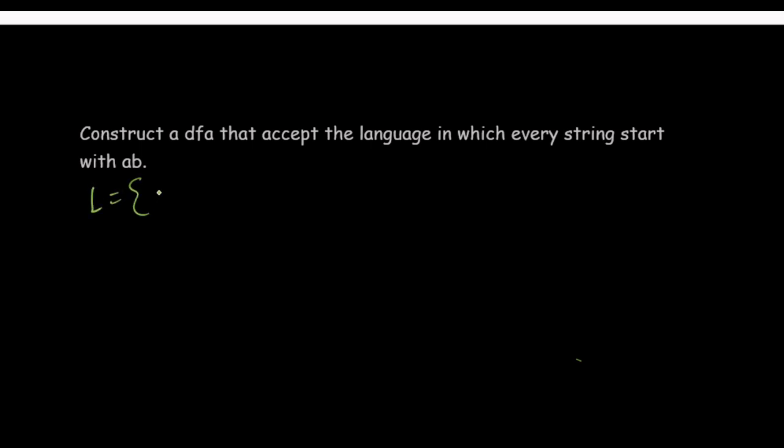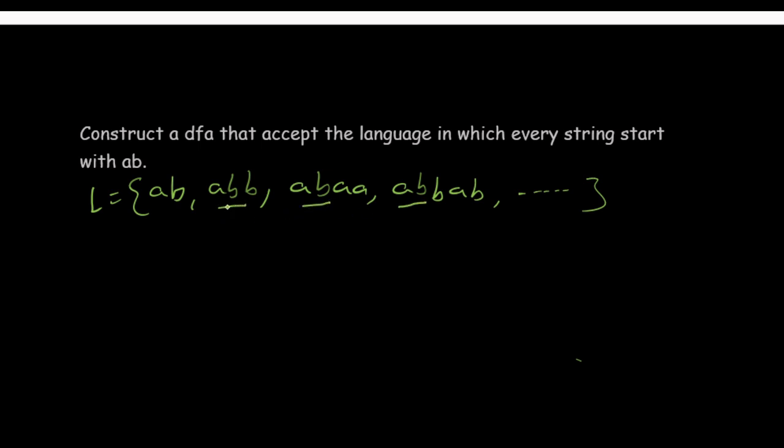Since every string must start with AB, the smallest and simplest string will be AB. Then it could be ABB, it could be ABAA, it could be ABBAB, and so on. So the only thing that we have to figure out is that every string must have the first two characters as AB. And further, we have the input symbols, that is A and B only. So now let's start to construct the DFA.